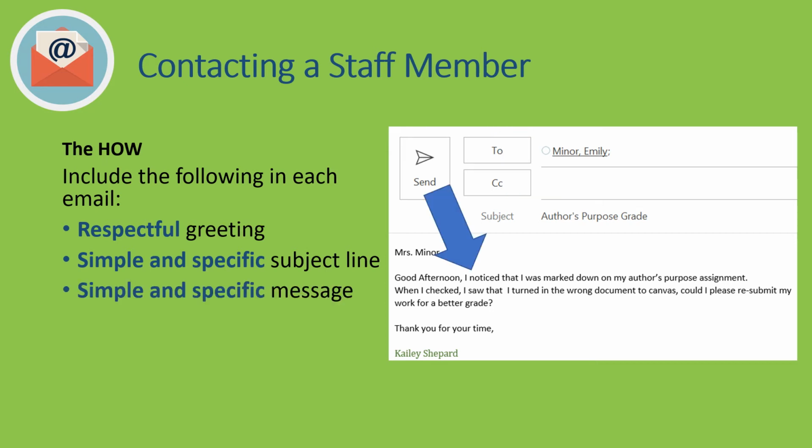Third, simple and specific message. With this example, I noticed that I was marked down on my author's purpose assignment. This is what you're concerned with. When I checked, I saw that I turned in the wrong document to Canvas. That is what you noticed you did. Could I please resubmit my work for a better grade? That gives you the opportunity to share with the teacher what you would like from this email.